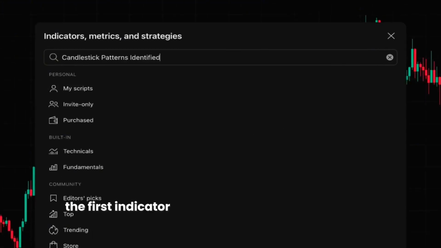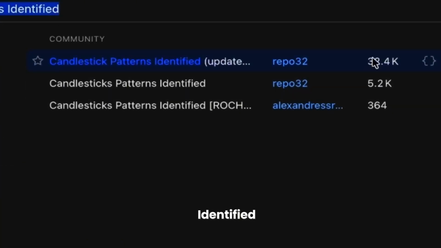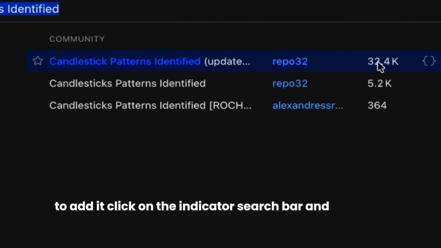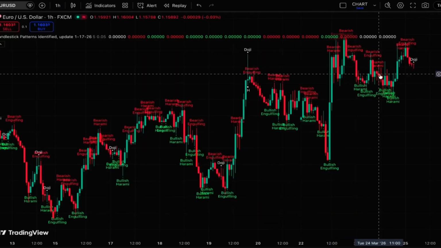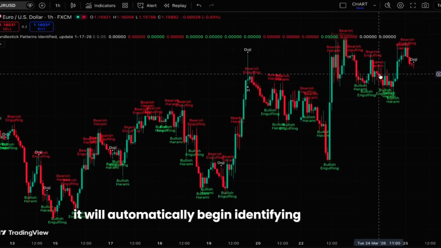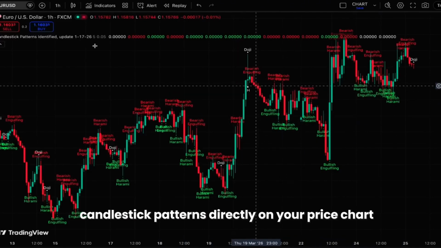The first indicator we will look at is called Candlestick Patterns Identified. To add it, click on the indicator search bar and type in the name. Once you add this indicator, it will automatically begin identifying and labeling candlestick patterns directly on your price chart.